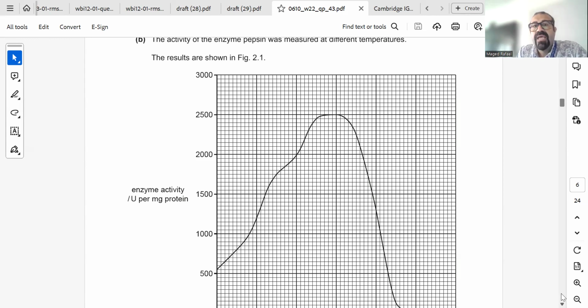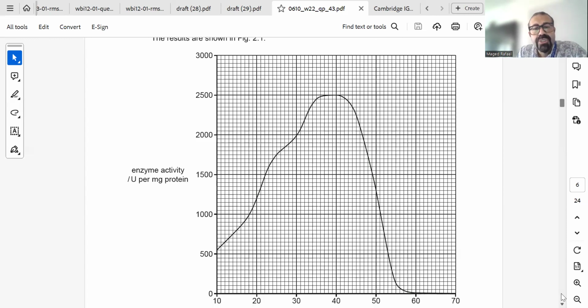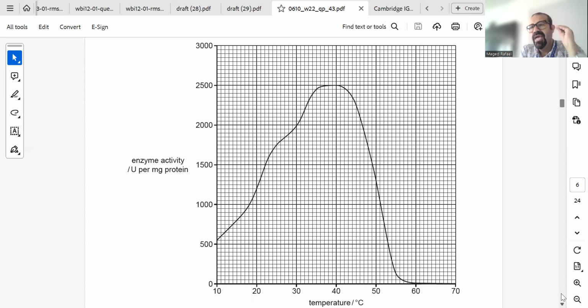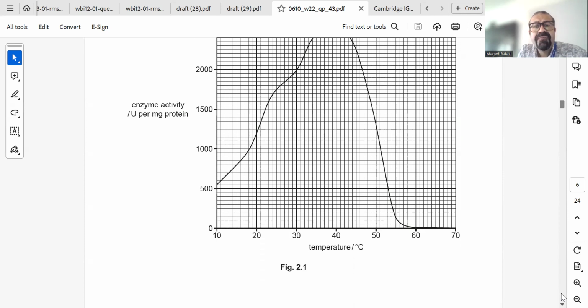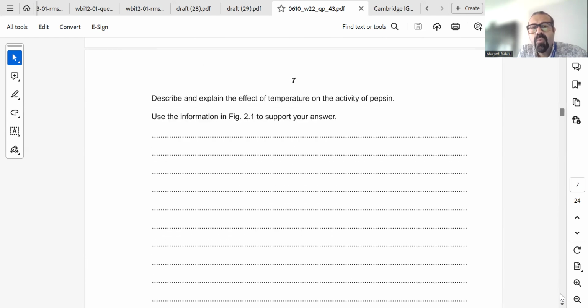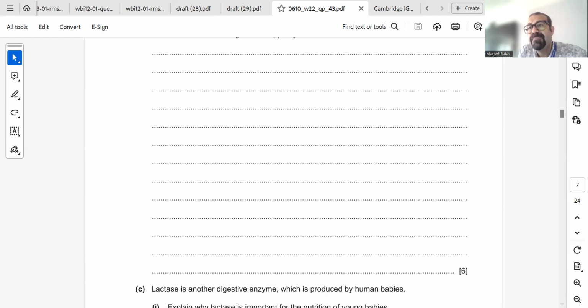The activity of the enzyme pepsin was measured at different temperatures. بسرعة جدا في الإكزام, if I have a graph, I take a look on the x-axis, the y-axis, would please don't spend that much time analyzing everything because you will describe the graph and you will take a deep look while answering the question. To save time, please we go to the question directly. The first question is, and wow, it is describe and explain.